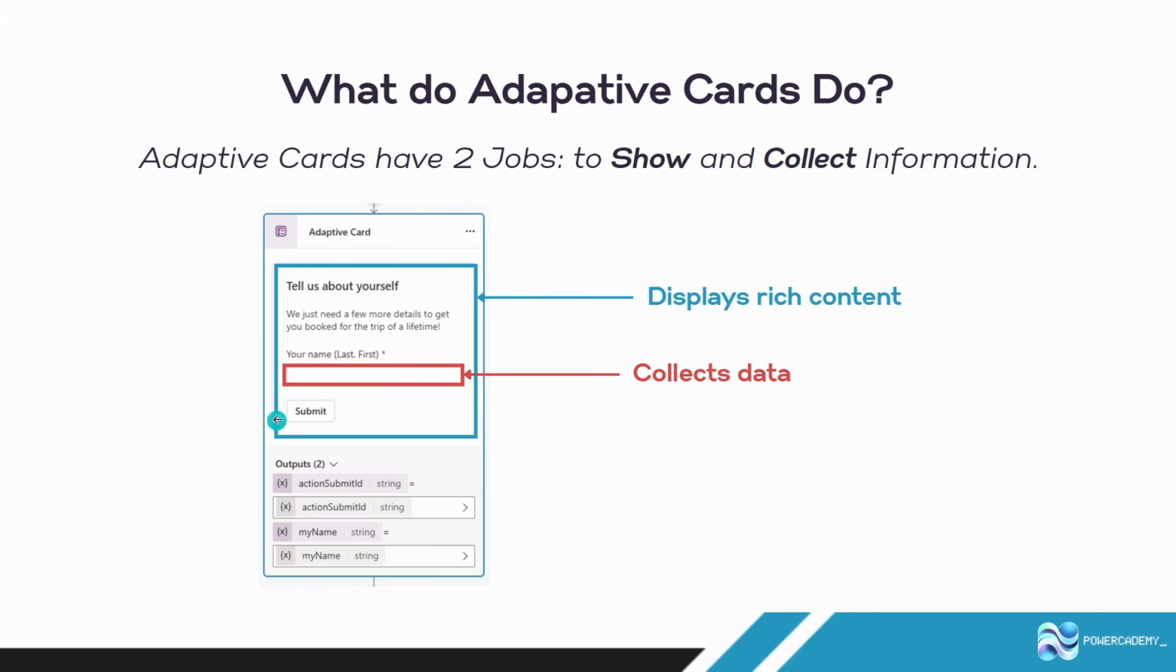You can see here with the blue outline, adaptive cards display rich content, right? If we go into Copilot Studio and have a chat with an agent, it is very text-based. You write something, it writes something back, and there might be some dynamic content in there, but it's very limited. Adaptive cards allow us to extend that and display richer content, which can satisfy the user experience a little bit better. In this case, you can see we've created an adaptive card. We need a few more details, and then it collects your name. And then it even gives you a submit button. You've got two different things happening here: the showing, and also the collecting.